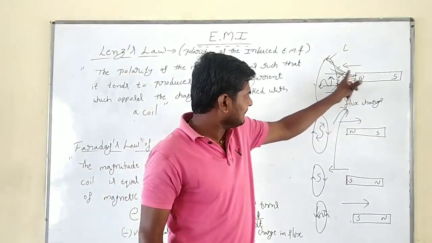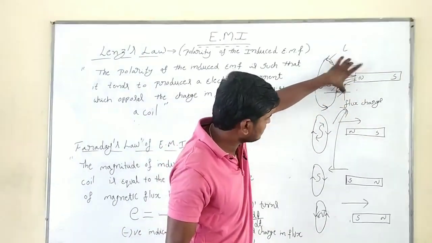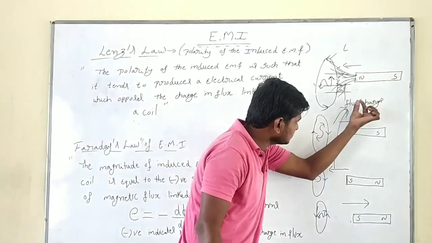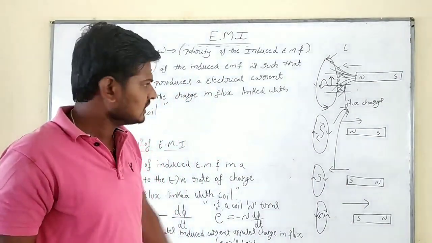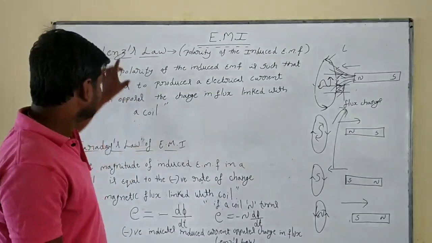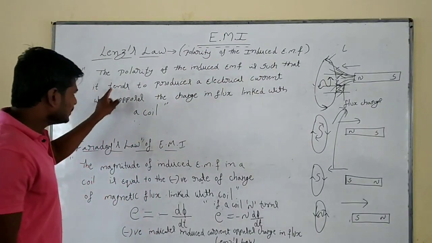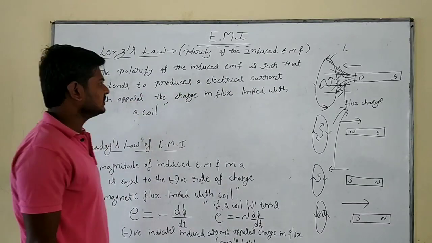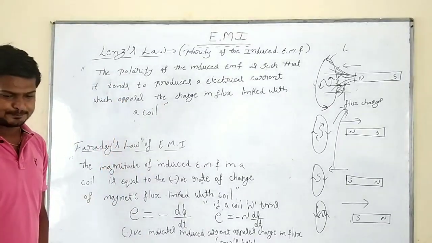Simple one. There is an applied field. The induced field and the applied field are in opposite directions. When they are in opposite directions, what will happen? The flux is going to change. When the flux changes, current is induced, and the direction of the current is also given by Lenz's law. It means the polarity of the induced EMF is such that it tends to produce a current which opposes the change in flux linked with the coil. This is Lenz's law.